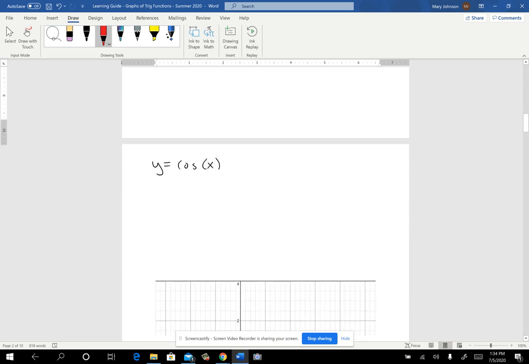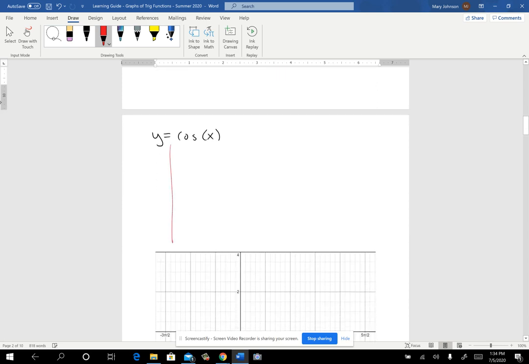All right, so we can do the same for cosine. We can think about the unit circle and the coordinates of those key points. And so we can think about, what about when x is 0? What about when x is up there at pi over 2? What about pi, 3 pi over 2, and then 2 pi?